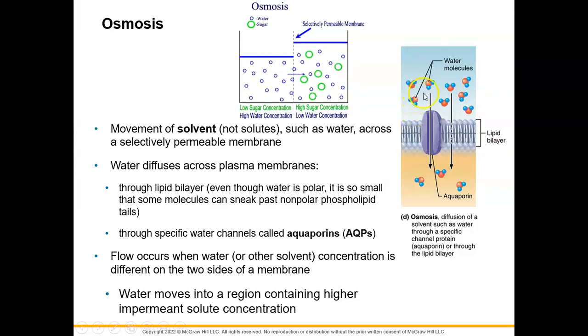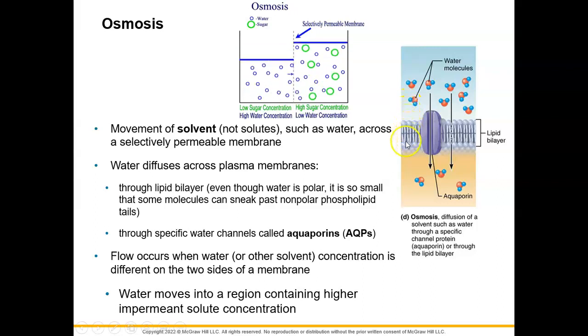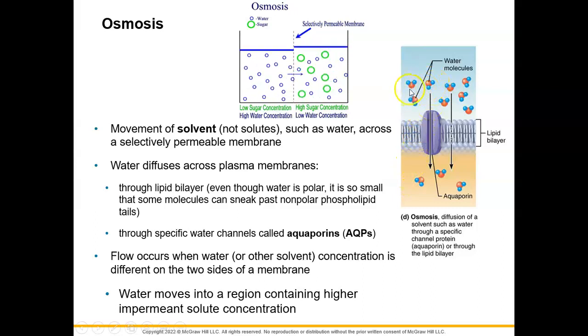Water is polar, but because water is so small, it's just one oxygen and two hydrogens, these molecules can squeeze in between the phospholipids, so they can pass through the cell membrane. They don't do so very rapidly, but if you give them time, they will pass through the phospholipid membrane in between the phospholipids. There's also specific water channels called aquaporins, and that can allow lots of water to move swiftly across the membrane.